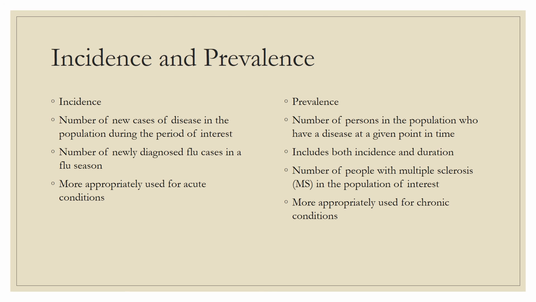It reflects both incidence and duration. So if someone has cancer for 10 years, they would only be counted as an incident case one time, but because they have it for 10 years, they're counted as prevalent each year. An example would be the number of people with multiple sclerosis, MS, in a population. Again, this is more appropriate for conditions that are chronic or long-lasting.